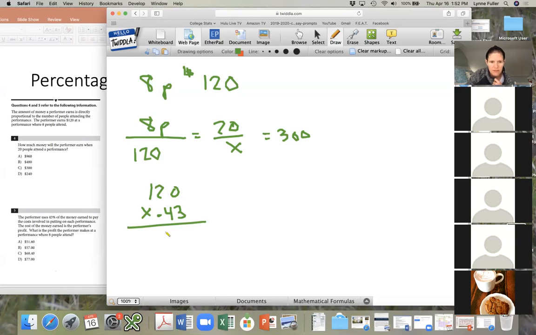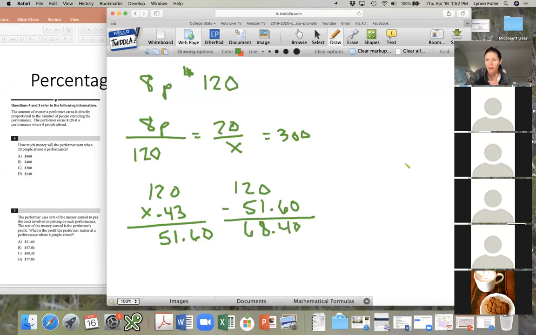Which would be $51.60. And bam, there's my answer. And everybody forgets to do the second step, which is what I warned everybody about. And they forget to subtract 51.60 from that number so they can see how much money they have left, which is $68.40.